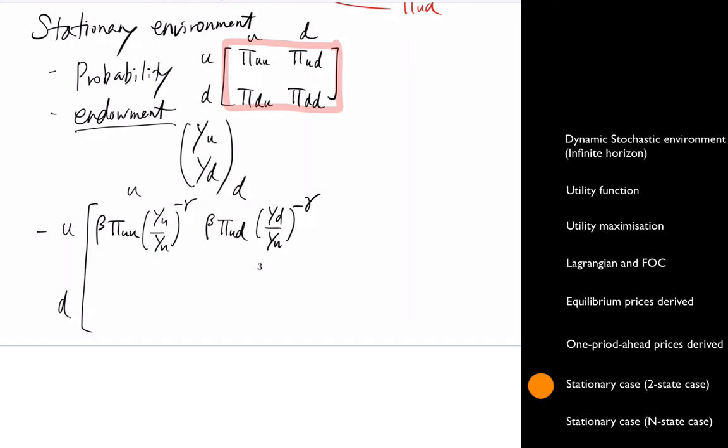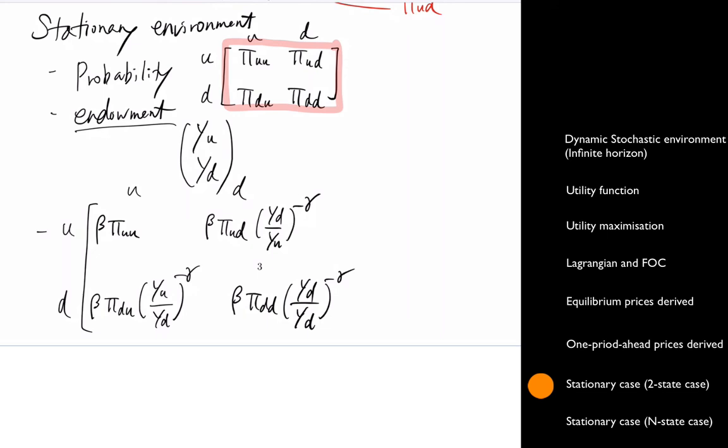And if the current state is d, then the one period ahead state prices are given by beta times probability pi du times yu over yd to the power minus gamma, and beta times pi dd times yd over yd to the power minus gamma, but this part again is simply 1, so let me not write it. Okay, so this will be the equilibrium one period ahead state prices in the equilibrium.